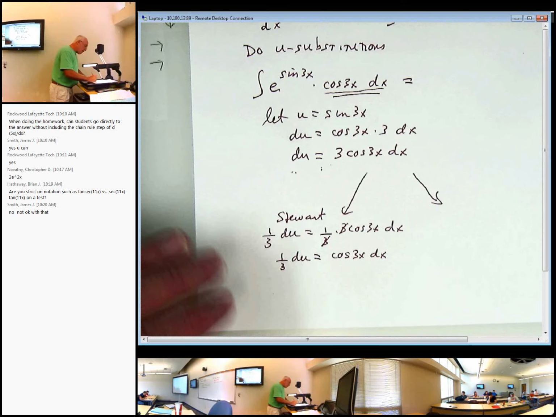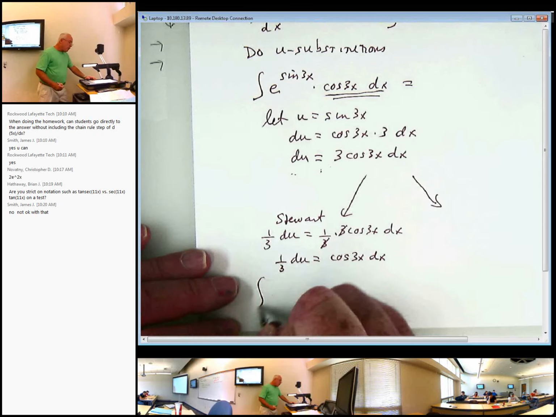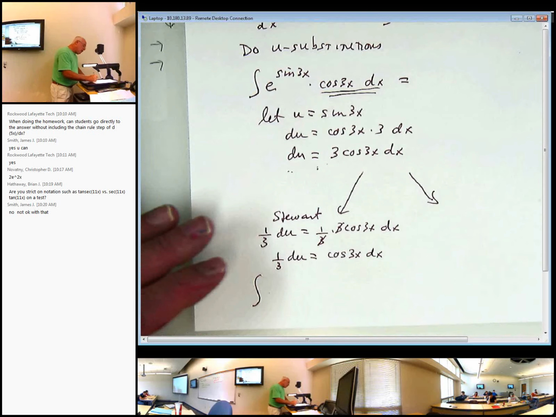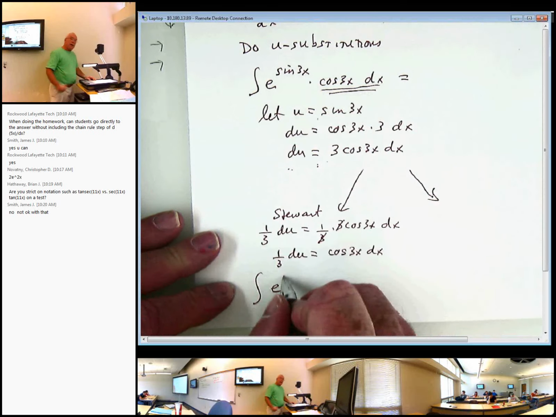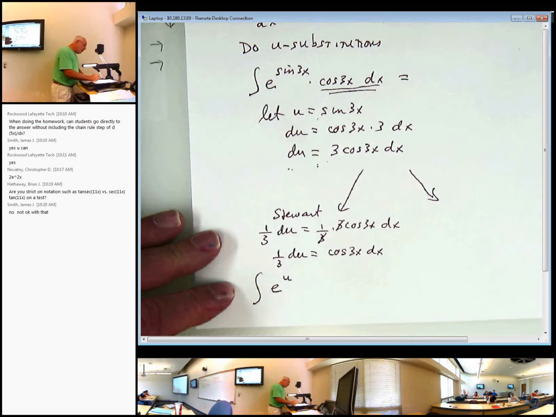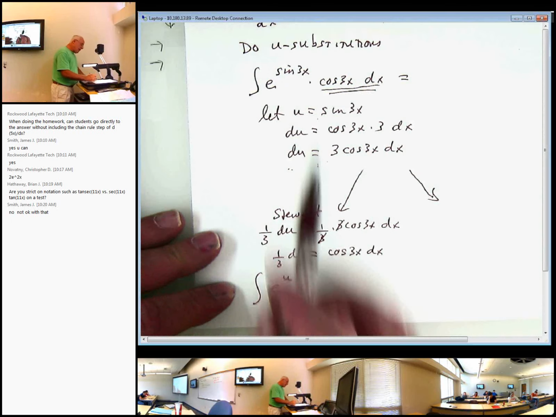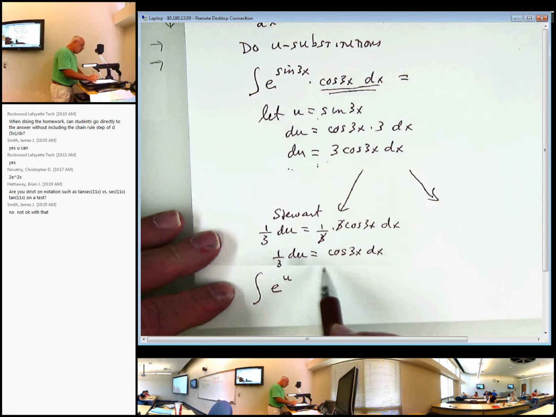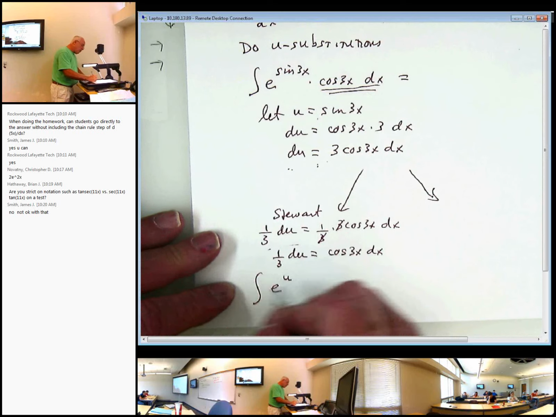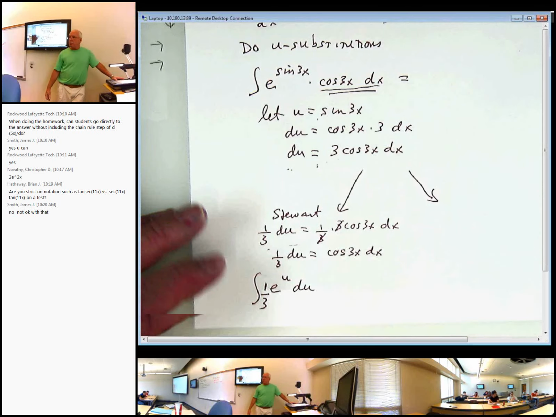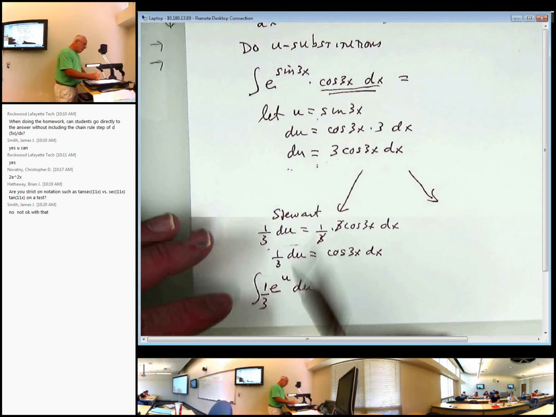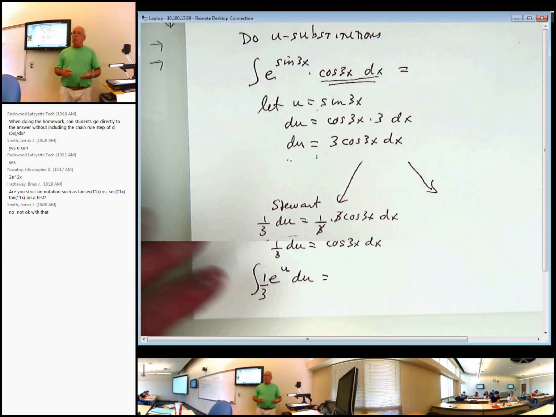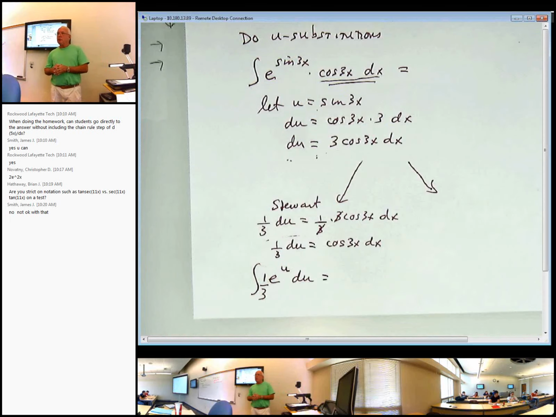So we're going to do that here. Now our integral becomes, since u is equal to the sine of 3x, e to the u power. And then cosine of 3x dx can be replaced by 1/3 du. So I'm going to put the 1/3 in front and put the du afterwards. Does everybody see that with this way I have an equivalent integral with the substitution?